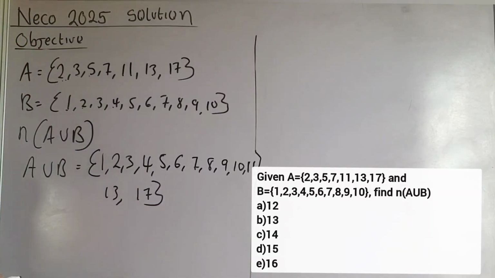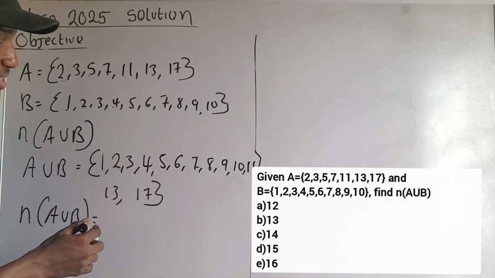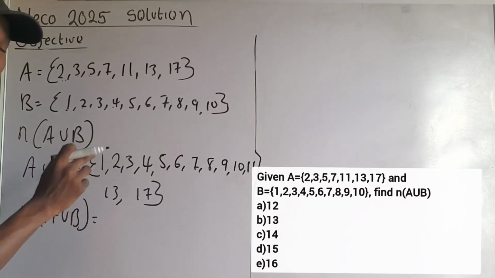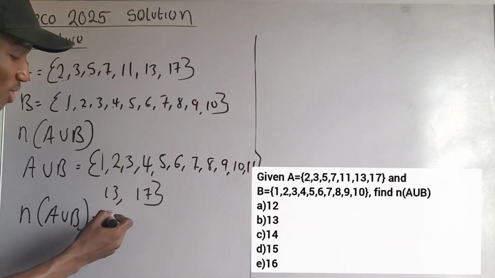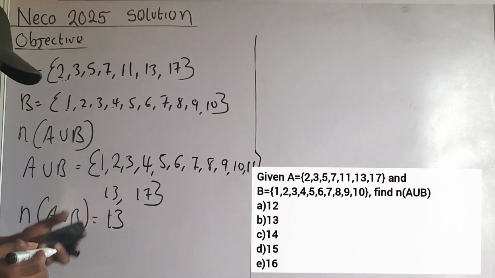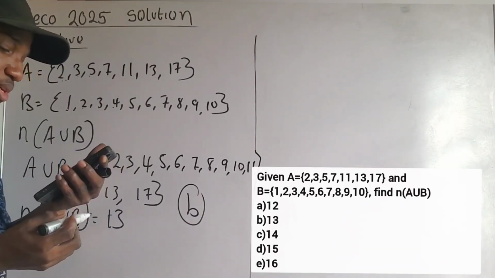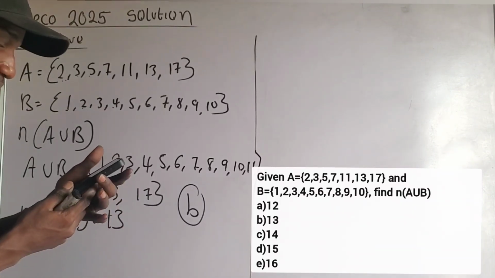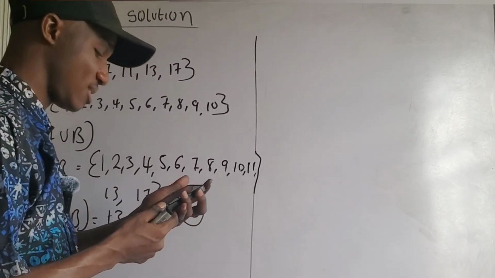Do you understand? Okay. So n(A union B) equals, now you're going to count all the elements here. Are you getting it? We're going to count the number of the elements that are present here. So we're going to have 1, 2, 3, 4, 5, 6, 7, 8, 9, 10, 11, 12, 13. You understand? So n(A union B) is 13. The correct option to that question is option B. Option A is 12. Option B, 13. Option C, 14. Option D, 15. Option E, 16. The correct option is option B, which is 13. Do you understand? Okay. Let's proceed to the next question.